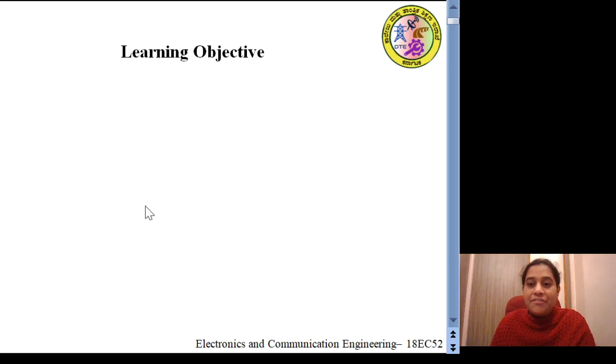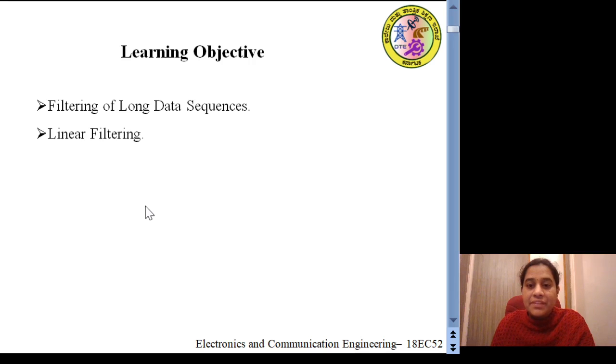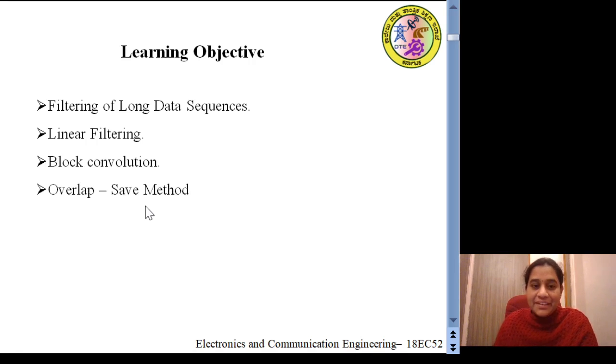The learning objectives of this particular session are filtering of long data sequences. Then we will be checking the linear filtering here. Then we will be considering block convolution, and at the end we will be considering the overlap save method.